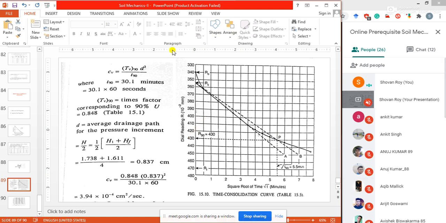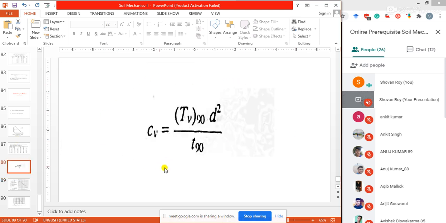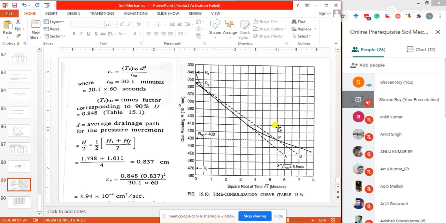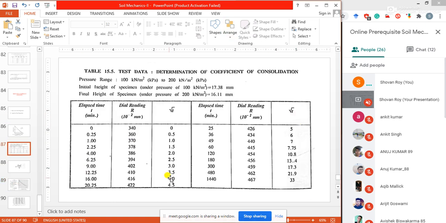So the actual purpose of this graph is to find out your U90 value, because this is needed in the formula to find your coefficient of consolidation: CV equals TV90 d square by T90. CV means coefficient of consolidation. TV90, from where can we get this? We can get it from this graph, and to draw this graph we need values which are available from our laboratory test.